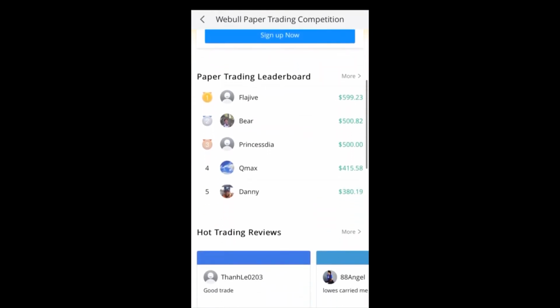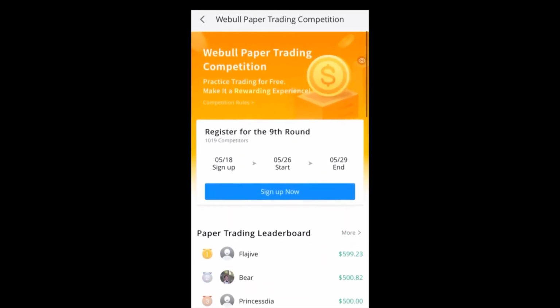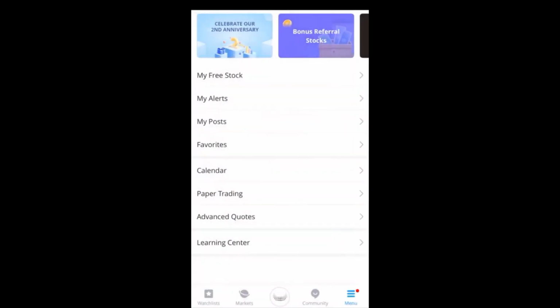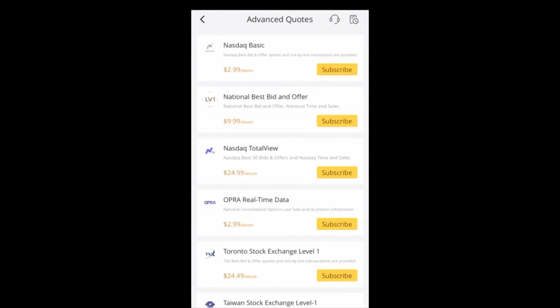So you can see the current paper trading leaderboard, someone named Flajive, hoping I'm saying that right. They are the current leader. They are up by almost $100 versus second place, which is Bear. So they're doing really good right now. And so if you do want to join the next competition, you can see it there and you can click sign up now. So we're going to go back and you can see advanced quotes.